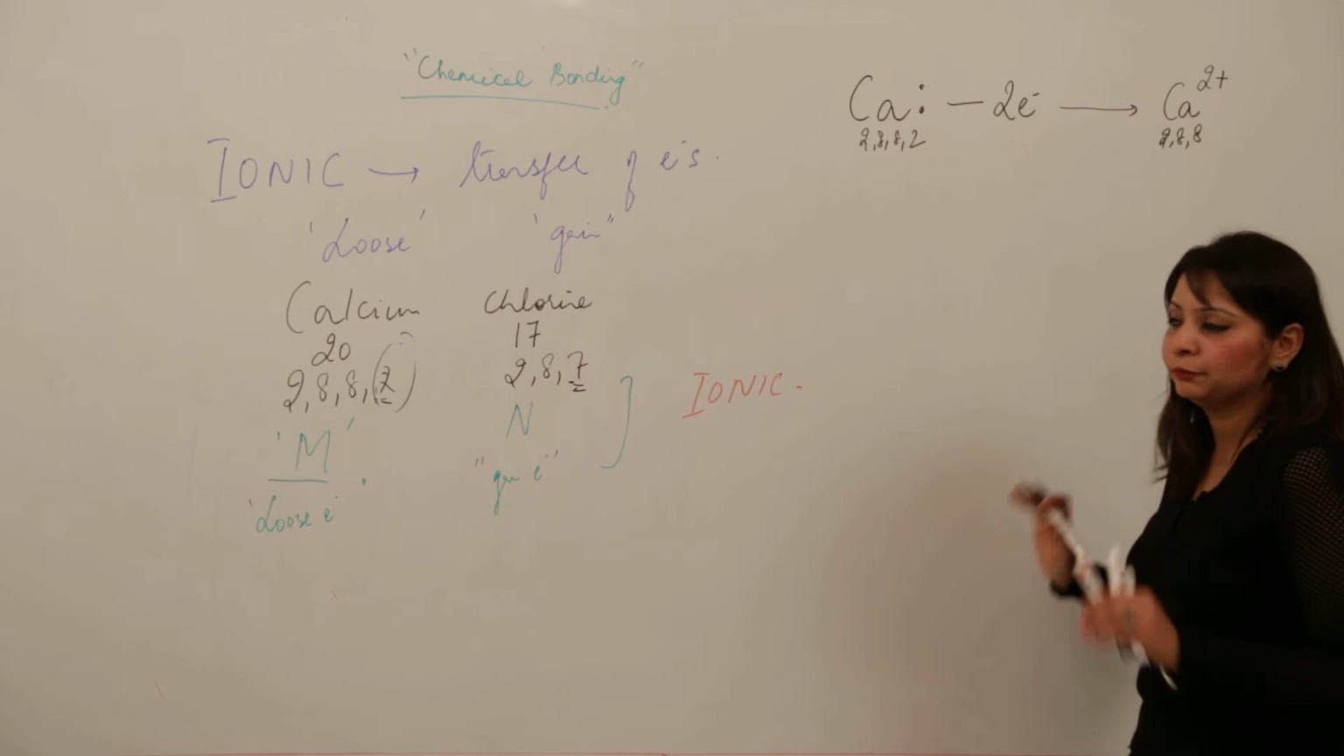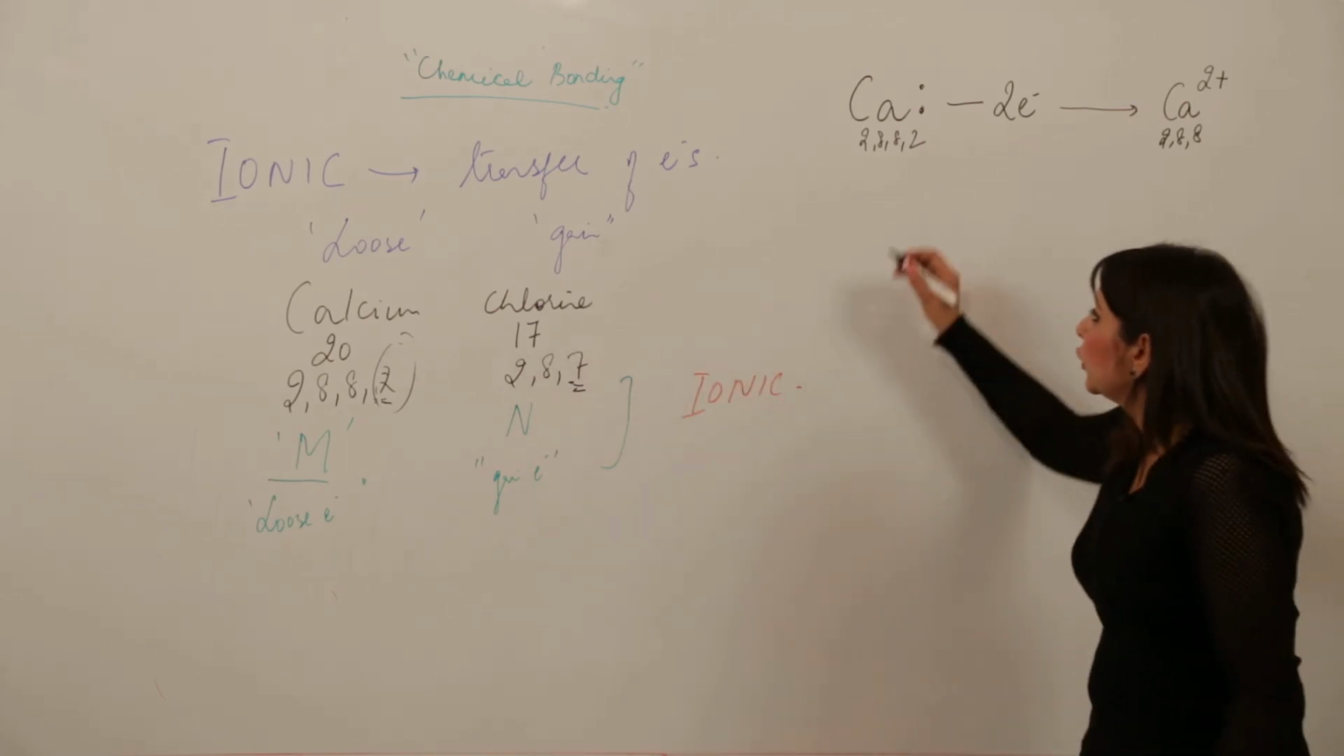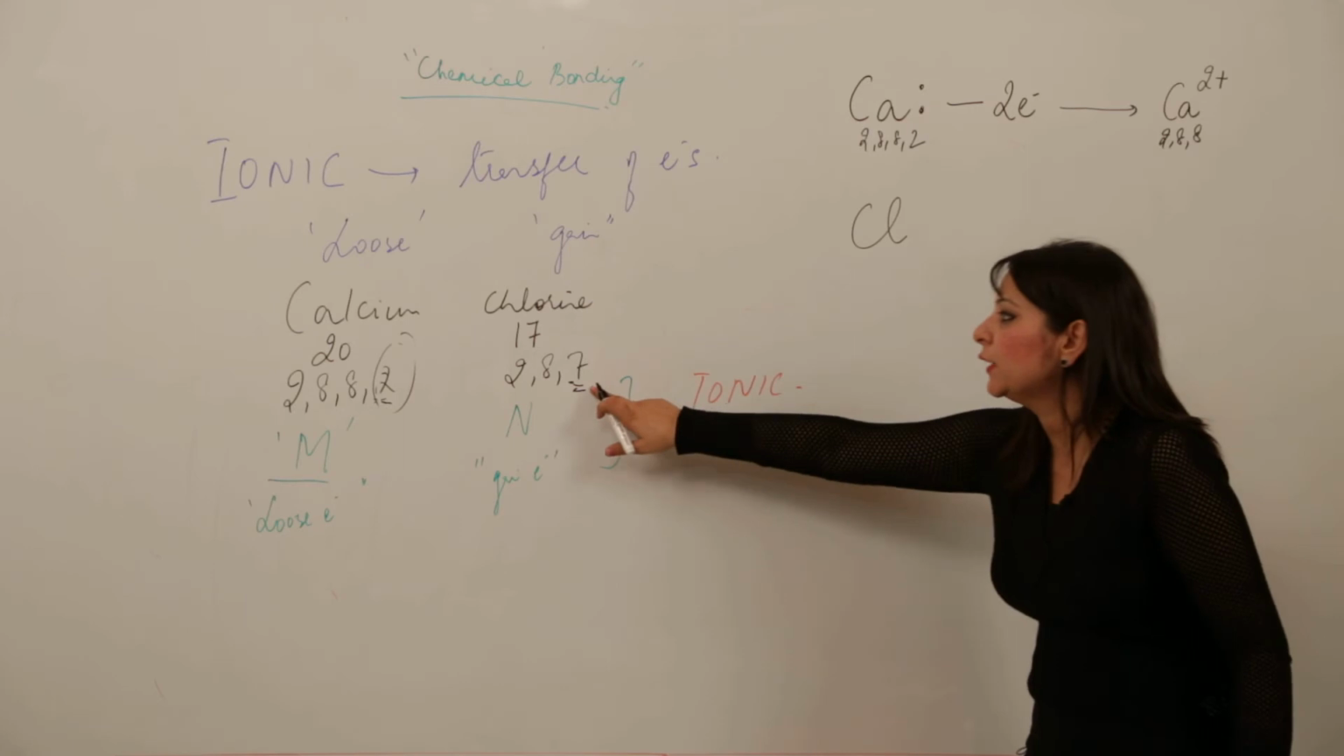So for the metal it is done. Now come to the non-metal. The non-metal is chlorine. Write its symbol. How many electrons does it have?